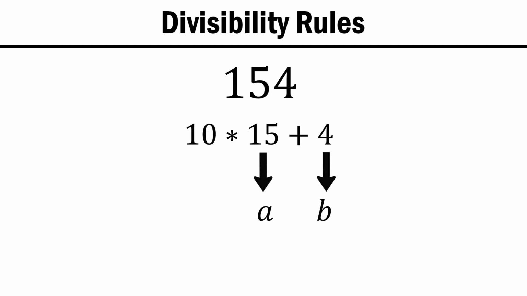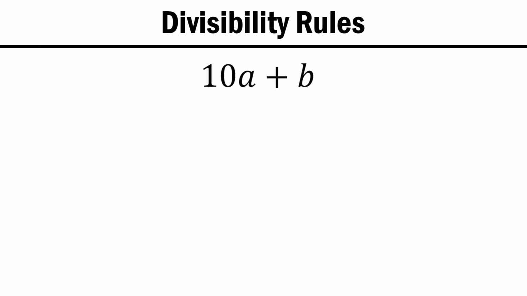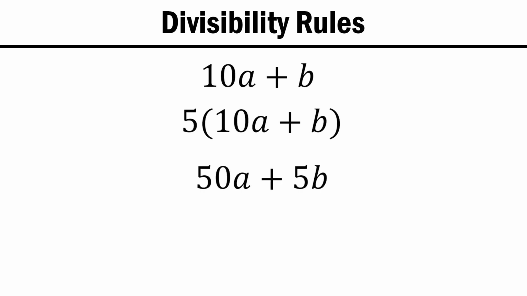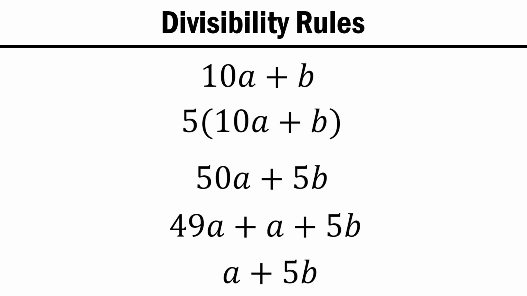If we can find that this expression, 10a plus b, is divisible by 7, then the original number is as well. The trick here is to multiply by 5. If this expression, 50a plus 5b, is divisible by 7, then 10a plus b is as well. Our next step is to split 50a into 49a plus 1a. We do this because 49 is a multiple of 7, so 49a is always divisible by 7, no matter what a you choose. And now, the only way the whole thing can be divisible by 7 is if a plus 5b is.